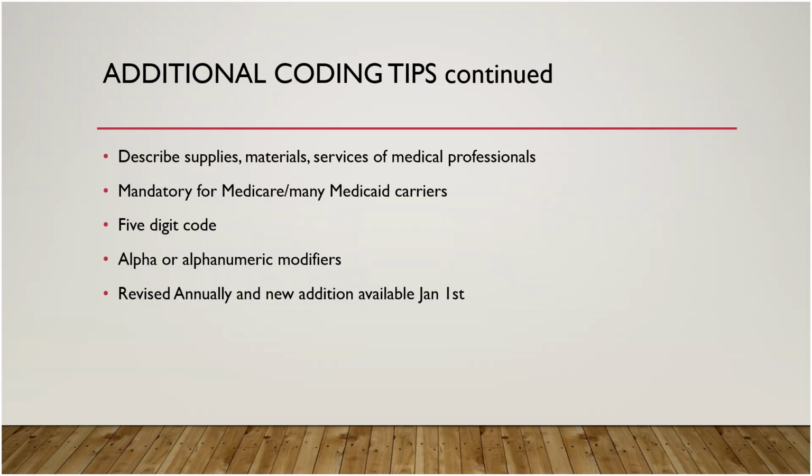Additional coding tips, you want to describe the supplies, materials, services of the medical professionals. It's mandatory for Medicare and many Medicaid carriers. You do want to pay attention to, there are some codes that you cannot bill for Medicare and some that are strictly Medicare and Medicaid carrier codes. They are 5-digit, they're alphanumeric, and they do have alpha or alphanumeric modifiers. And they are going to be revised annually with the new additions available January 1st.